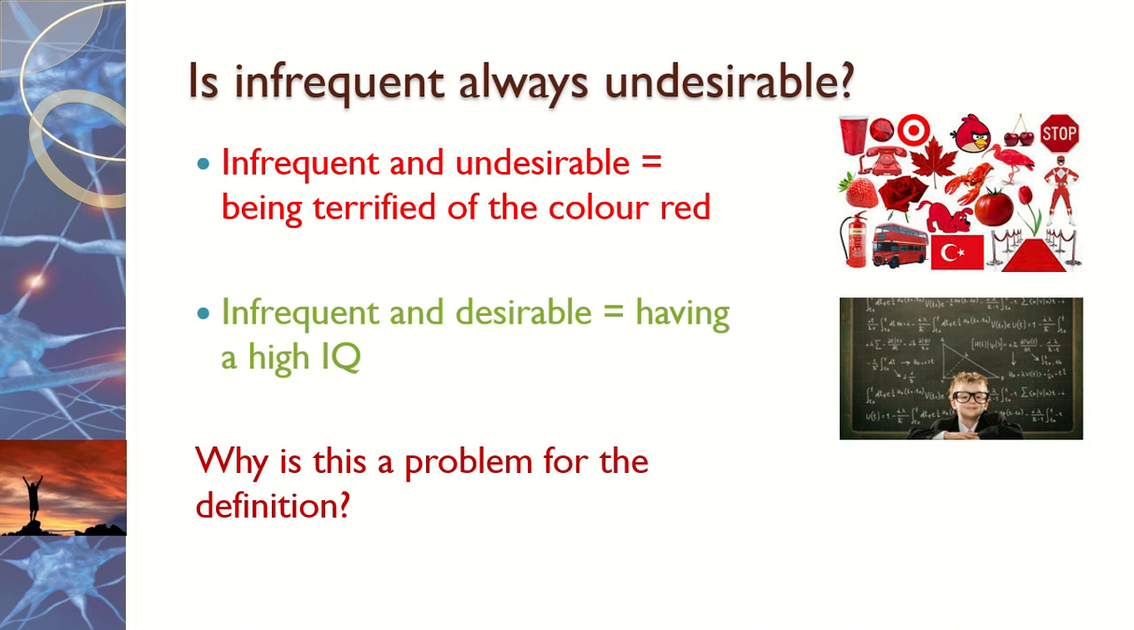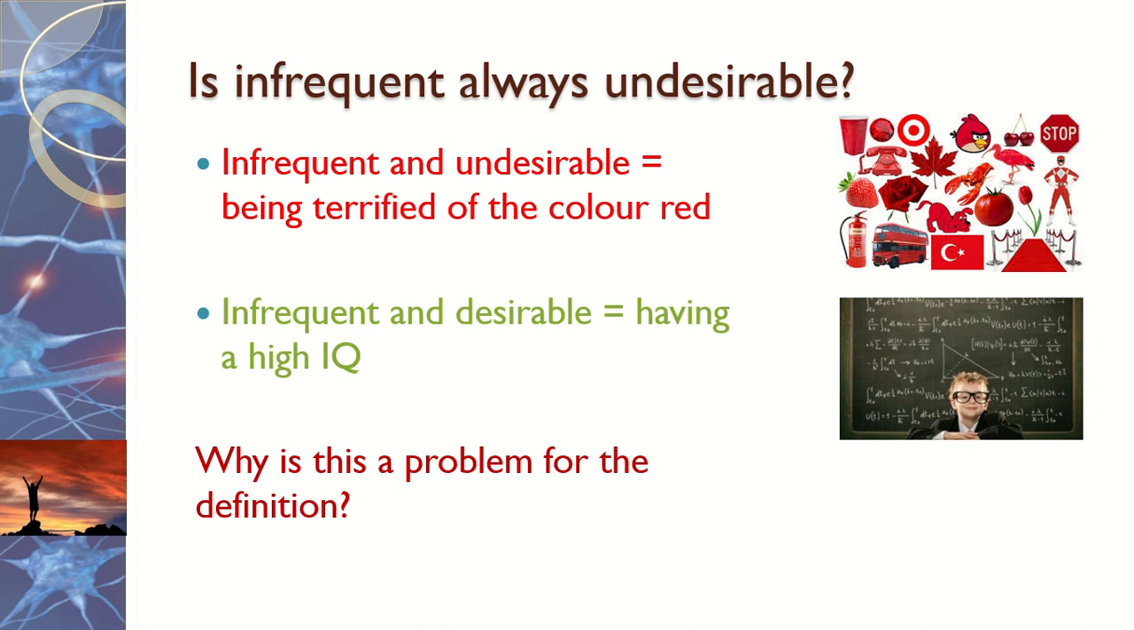So hopefully you should have thought of some examples. One example that is infrequent and undesirable is being terrified of the colour red. So if you see any colour red, you panic, you can't cope, and you often stay at home and avoid going out to see the colour red. This would be infrequent. It's very unlikely that you've met anyone with this phobia, and also undesirable. It's not helpful to you to be scared of the colour red. However, having a high IQ, so an IQ of 130, is very uncommon, but it's also very desirable. We'd like to have a high IQ because that would be beneficial to us.